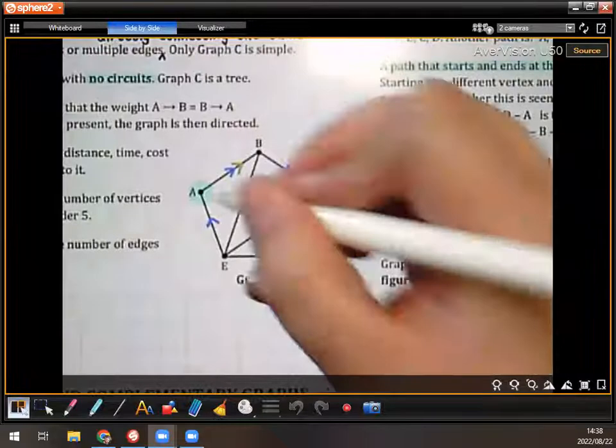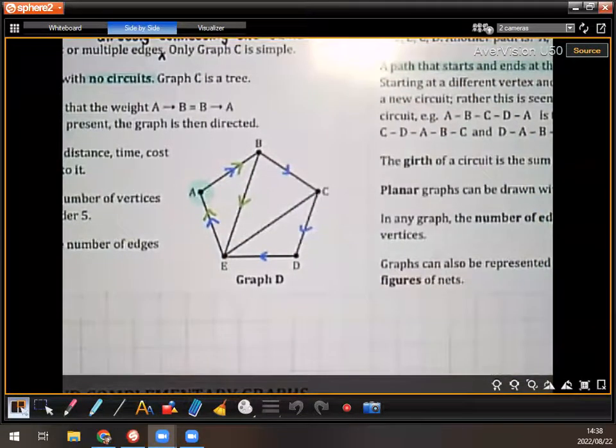And then, look at that. That's a circuit, right? They didn't say it has to go via all of those edges. The circuit just has to go from A back to A. All right, so that works. A to B, B to E. Okay, that's also a circuit.